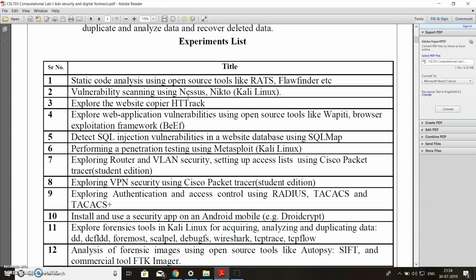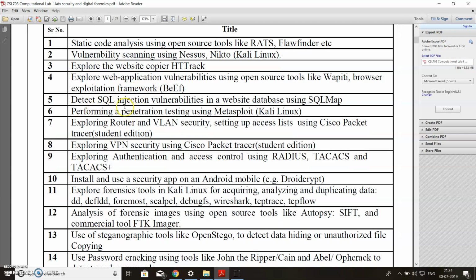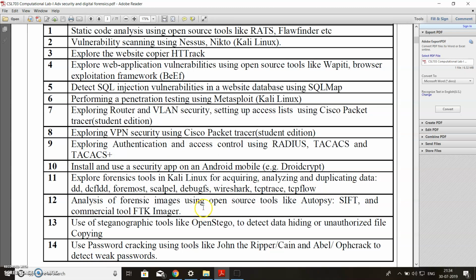So this is not an exhaustive list of experiments. We can keep on adding experiments as per our comfort zone, but we will focus upon these 14 experiments for the time being and then move on to add more experiments if time permits. We can see that all these 14 experiments are focusing on various aspects of security, various applications of security. For example, experiment number 5 focuses on the SQL injection vulnerabilities in a website.